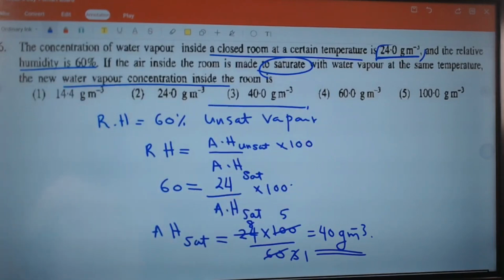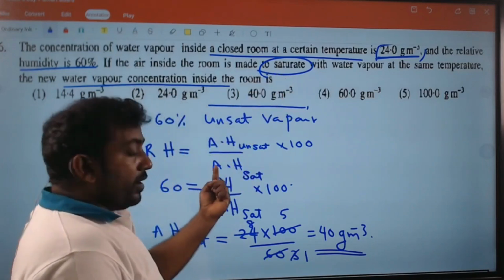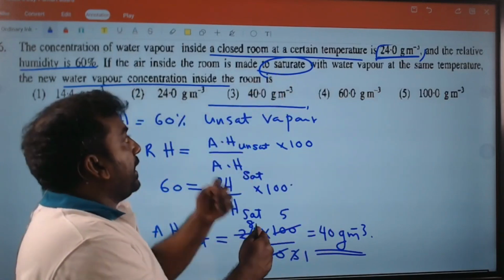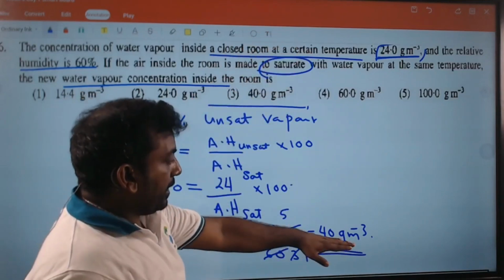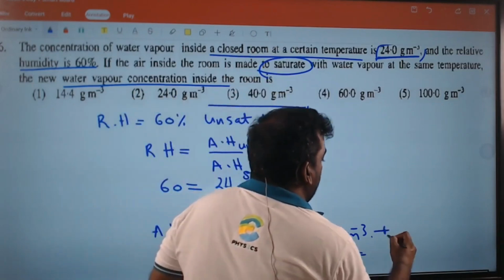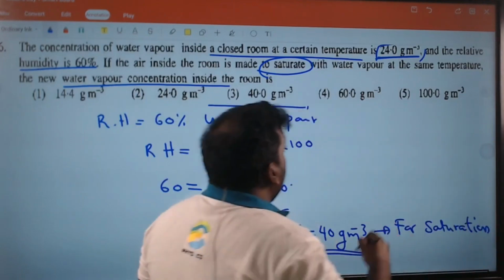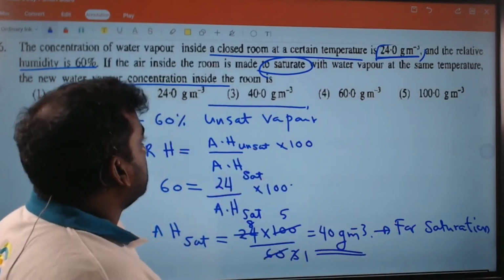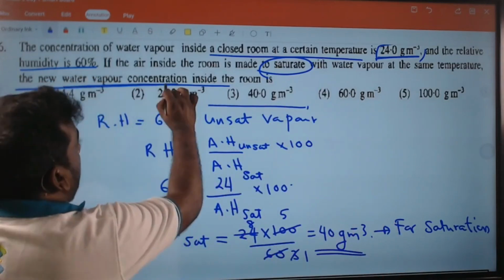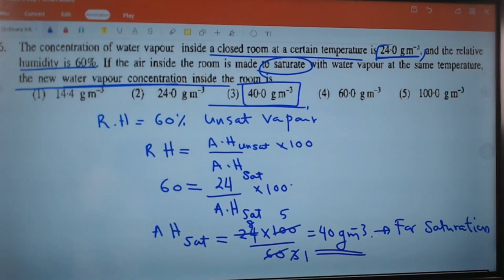So for saturation to take place, we need 40 gram per cubic meter. I have 24. I need 40 for saturation. If I can give 16 more, saturation will take place. So they ask the new water vapor concentration: 40 gram per cubic meter. 16th one, answer number 3.